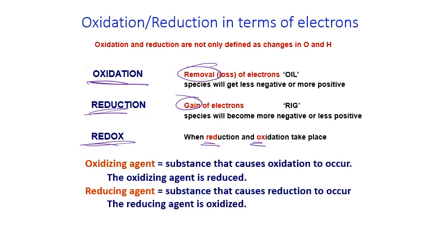From these definitions, we have terms like oxidizing reagent, which is a chemical substance that causes oxidation to occur. The oxidizing agent is reduced, like hypochlorite. Reducing agents are substances that cause reduction to occur. The reducing agent is said to be oxidized. Metals are good reducing agents for this.